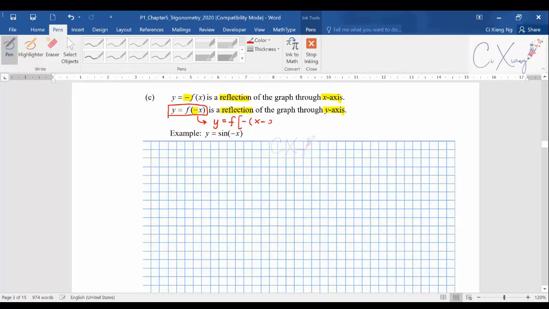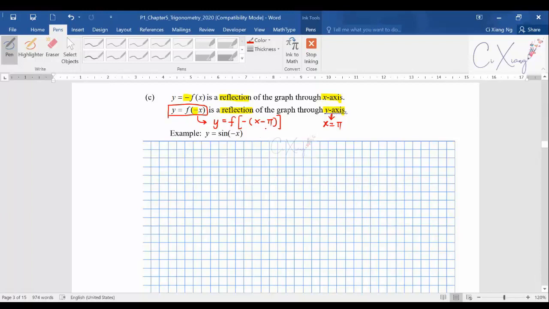Negative x minus 0 means it is reflected at the line x equals 0. The y-axis means x equals 0, so the y-axis is the mirror. But if you have a value like x minus pi, then you reflect it through the line x equals pi. Most of the time they ask you to reflect through the y-axis, because usually they only give you negative x. But there might be some special questions that ask you to reflect on a certain line.